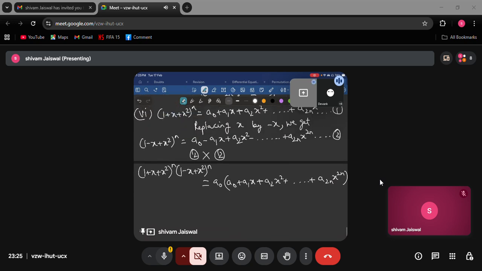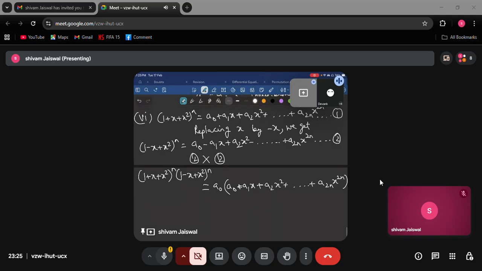Okay, on multiplication, we are getting this. Actually, it should be with minus, then plus, then again minus, and lastly it is plus. x to the power 4 plus x square plus 1. Very good.